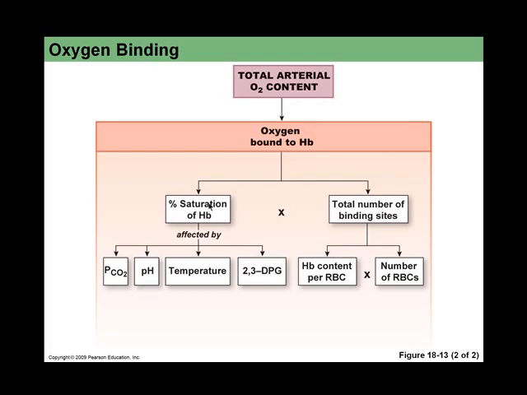Then the percent saturation times the total number of binding sites, so this depends on hemoglobin content per red blood cell, times the number of red blood cells. So you can have a high number of red blood cells that have hardly any hemoglobin in them, and your PO2 that would be measured would be low, right?